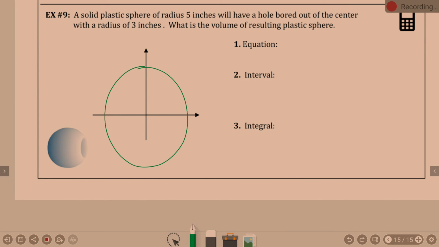Now, do I need this whole thing up here? No, I really only need the top half. We're going to go with that. We're going to call it good enough here, okay?